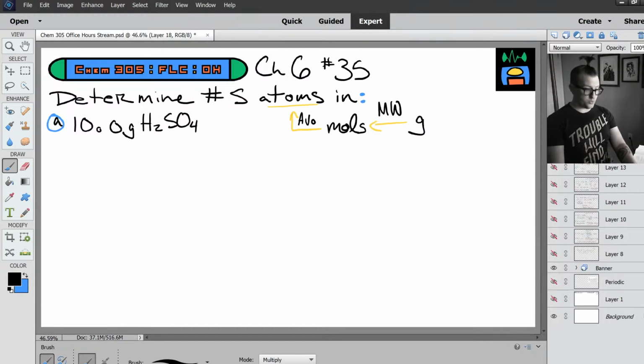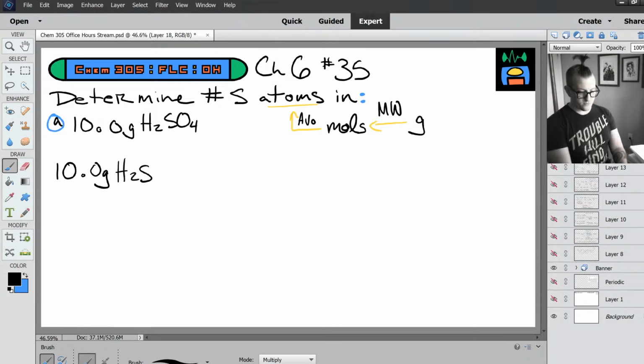All right, now we need to calculate a molecular weight for H2SO4. All right, that's going to be our first step. Because if we set everything up, we've got 10.0 grams of H2SO4. We have to start by converting from grams of H2SO4 to moles.